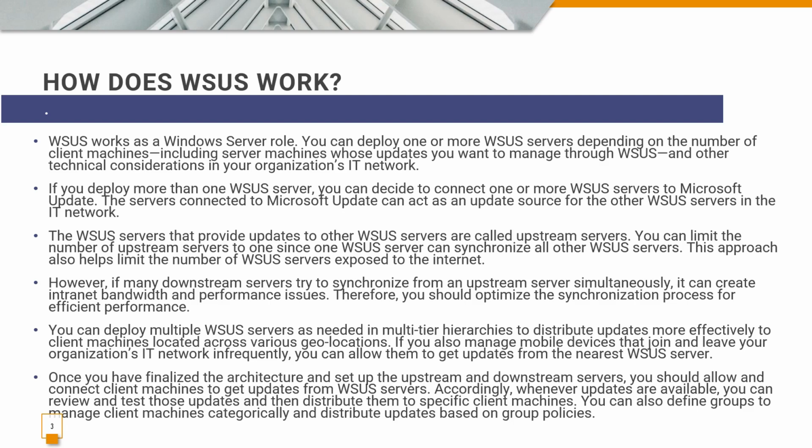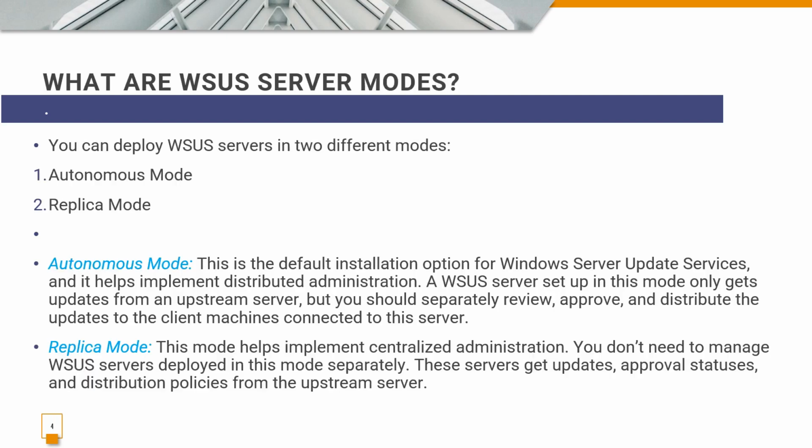Once you have finalized the architecture and set up the upstream and downstream servers, you should allow and connect client machines to get updates from WSUS servers. Accordingly, whenever updates are available, you can review and test those updates and then distribute them to specific client machines. You can also define groups to manage client machines categorically and distribute updates based on group policies.